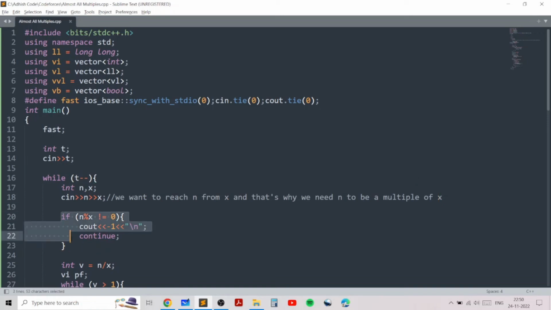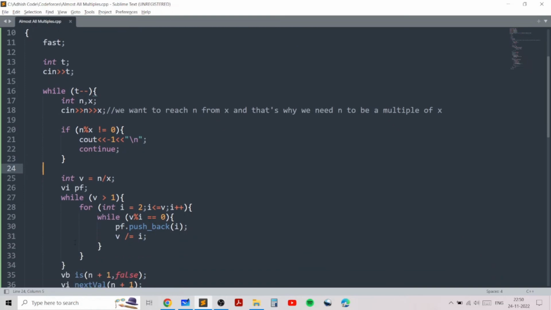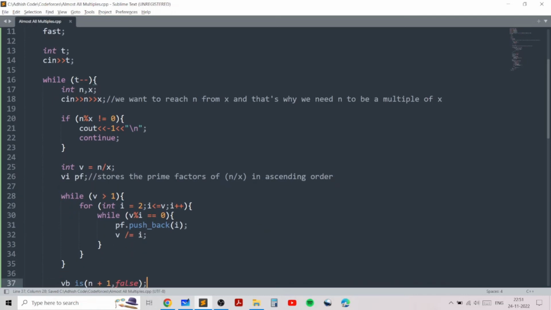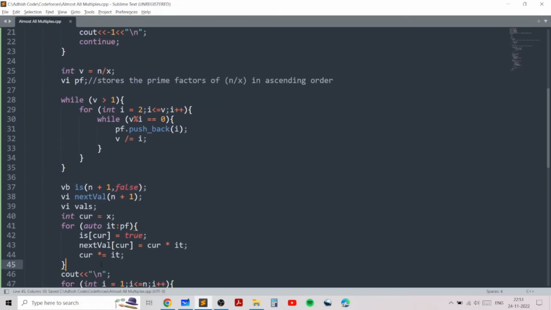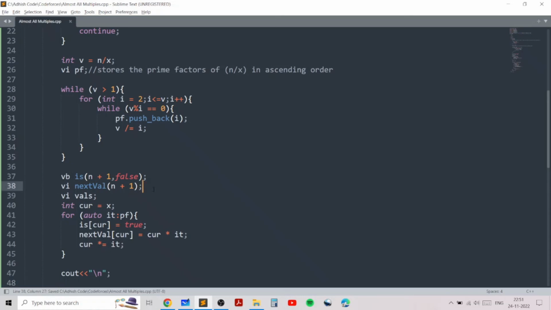So if n percentage x is not equal to 0, we print -1. In all the other cases, we know that there's going to be some answer. So for that, we find the prime factorization. This stores the prime factors of n by x in ascending order. Another way you could do this is you could go from x manually up till n, but I chose to find the prime factorization, and using the prime factorization, I store the next values for each element as I go from 1 to n.